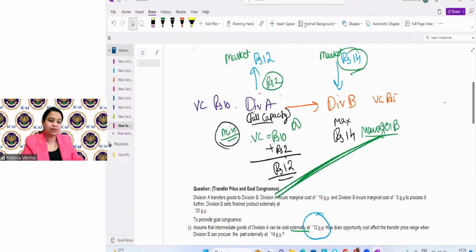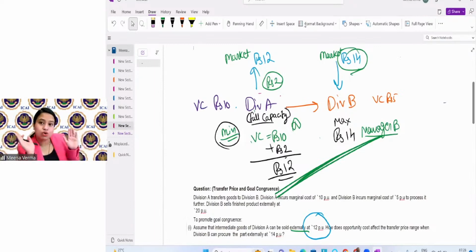Goal congruence का मतलब है, देखो, generally when we are deciding the transfer price, what is happening here, managers of these two departments, they want to increase the profitability of their respective division. This manager wants to increase the profitability of this division, है ना? And this manager is trying to increase the profitability of this division. Both the managers are engaged in increasing the profitability of their respective division. Why? For a reason. Because their bonus appraisal depends upon the profitability of the division, the performance of the division.